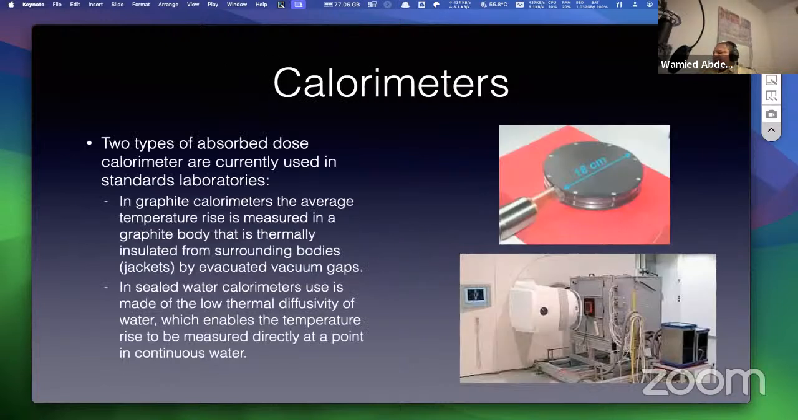Any questions on the first part about dosimeters and properties? Because now I'm going to go through some typical examples of dosimeters.